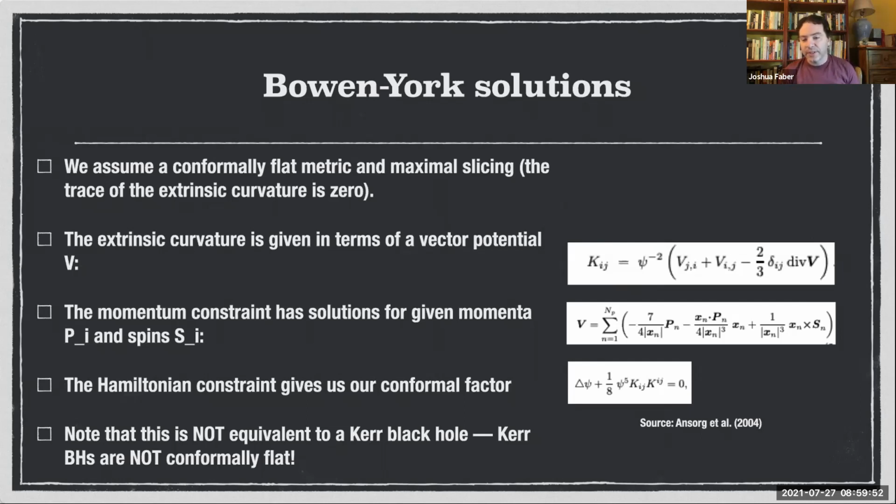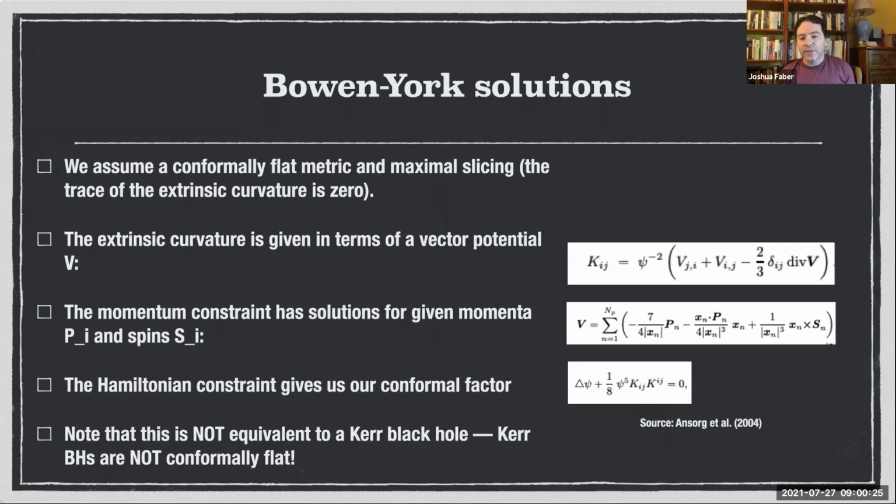And you see the formula here, where P is the momentum of the black hole we're choosing, and S is the spin, and X there is just the distance away from the point discontinuity representing the black hole. The beautiful thing about this method is that once we have that vector potential, we can build the extrinsic curvature, and the extrinsic curvature acts as the source term for the Hamiltonian constraint equation you see at the bottom here. And that is an elliptic equation.